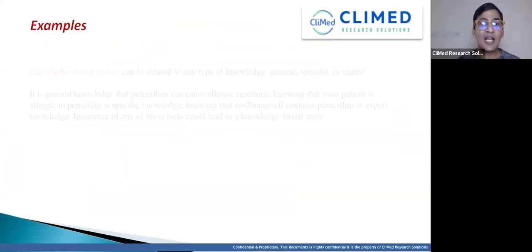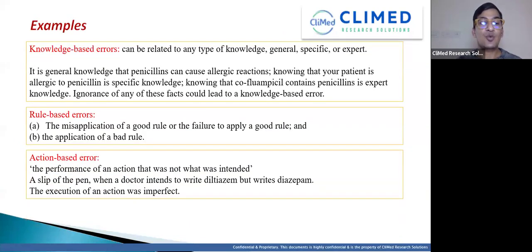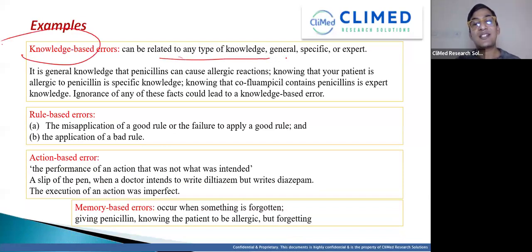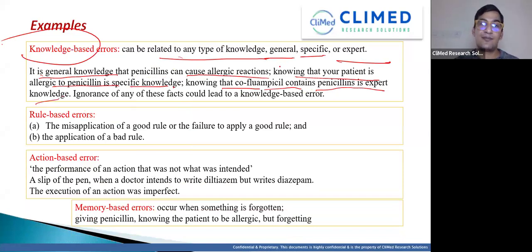Okay. Now, examples, let me tell you, knowledge-based, rule-based, action-based, and memory-based errors. Knowledge-based error, I even gave you, can be related to any type of knowledge, whether it is general, specific, or expertise. General knowledge is that you know that penicillin can cause allergic reactions. Knowing that your patient is allergic to penicillin is specific knowledge. Knowing that co-fluampicil contains penicillin is expert knowledge. Okay, ignorance of any of these facts could be a knowledge-based error.